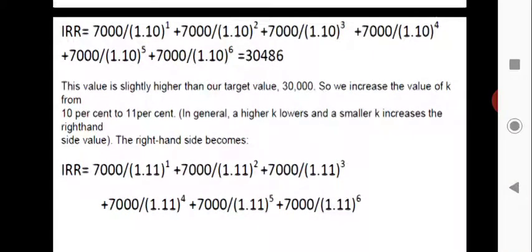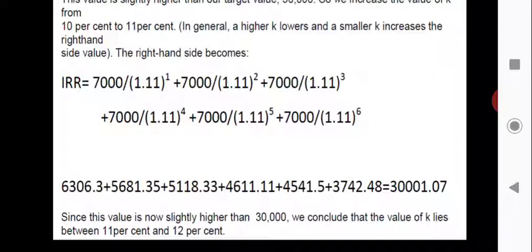7,000 by 1.11 raised to 1, 7,000 by 1.11 raised to 2. അപ്പോൾ അങ്ങനെ ചെയ്ത് നോക്കുമ്പോൾ നിങ്ങൾക്ക് എത്ര കിട്ടി? 30,001 കിട്ടി. So എന്നിട്ടും ശരിയായോ? ഇല്ല. അപ്പോൾ നമുക്ക് എന്ത് ചെയ്യാൻ പറ്റും?